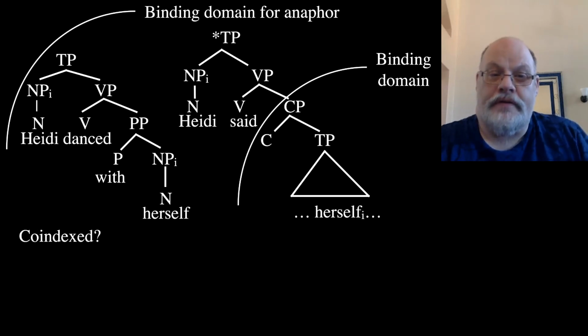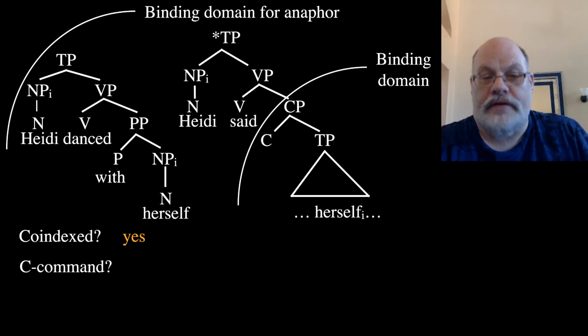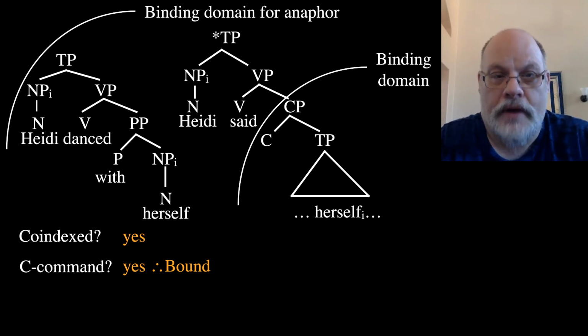In the first tree here, the noun phrase is in fact co-indexed with an anaphor, or more correctly, the anaphor is co-indexed with its antecedent noun phrase. So that condition is met. Does that noun phrase C-command herself? The answer to that is yes. They are in a C-command relationship. That means they are bound. Okay, so that's the first part of our condition A.